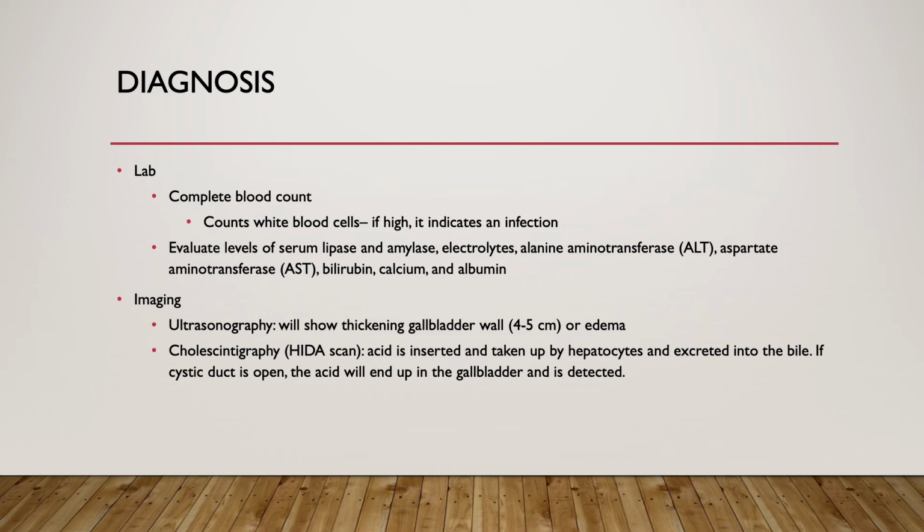And lastly, imaging testing. They can do one of two image tests. The first one is an ultrasonography. This will demonstrate whether or not the gallbladder wall has thickened, and if it's thickened to 4 to 5 centimeters, or if there's an edema, that indicates cholecystitis. The last one is a cholescintigraphy, which is also known as a HIDA scan. This is where a tracer is inserted and it's taken up by the hepatocytes and brought into the bile. You'll see that if the cystic duct is open, the tracer will end up in the gallbladder and it'll be shown on the imaging. If it's not open, you'll see that there are gallstones blocking the entrance for the tracer.